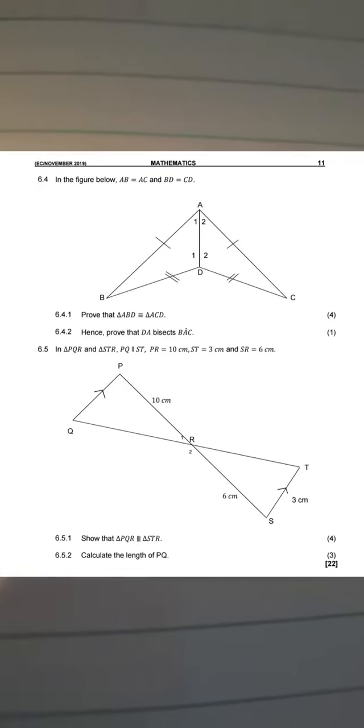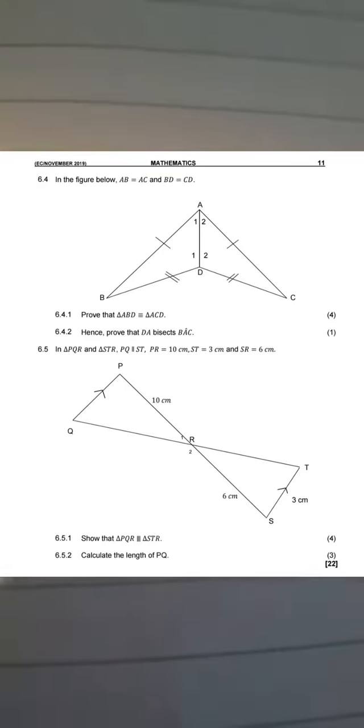Congruency has 4 cases for triangles. How many cases? 4 cases. I want us to look at the cases, guys. There are 4 cases of congruence. Case number 1, side, side, side. In other words, the sides for the 2 triangles are the same.